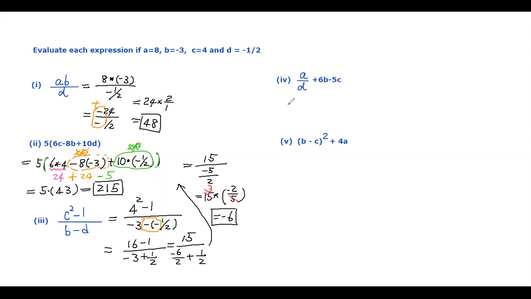Okay, let's take a look at this one here. A over d plus 6b minus 5c. Okay, a here is 8. D, these fractions, we need to be careful, right? It's negative 1/2. Plus 6 times b, negative 3, be careful. See here, minus 5 times c, right? C is 4. Okay, so now let's take a look. How do we do this one here? A over negative 1/2.